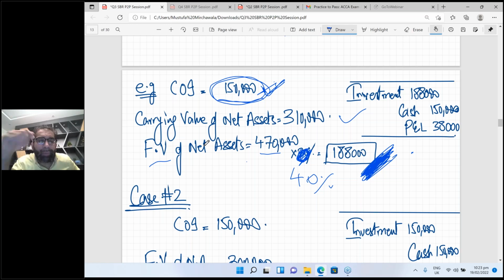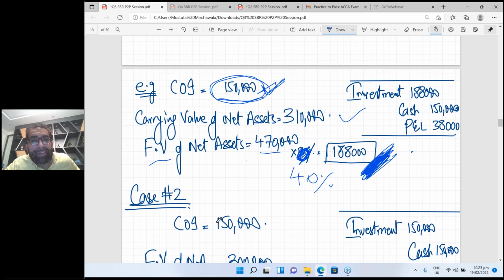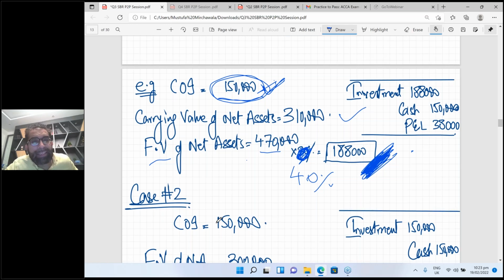Now, the moment I taught you this concept, you as a student will ask the second question: sir, what if the fair value of net assets is lower and the cost of investment is higher? Then there will be a positive goodwill. But we haven't seen any goodwill in associate books. So what is the treatment?